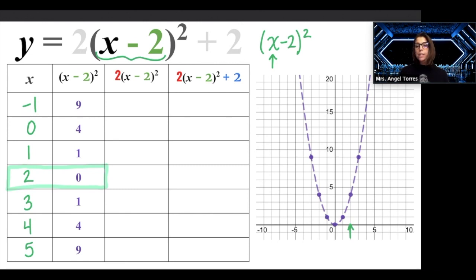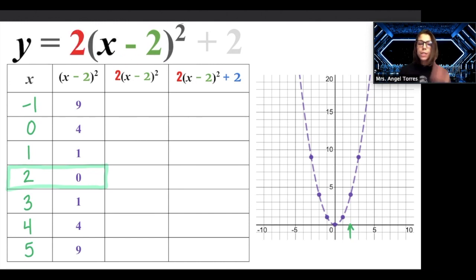Okay, so step 1 is done. We have found our set of inputs. Now we can actually go in and start applying the different transformations. So the first transformation will be the stretch here. So we're just going to multiply each of our outputs by that factor of 2. 9 times 2 would give us an output of 18, 4 times 2 is 8, 1 times 2 is 2.